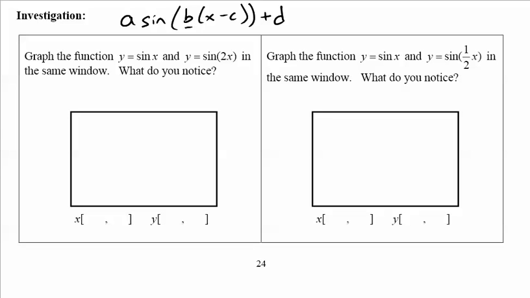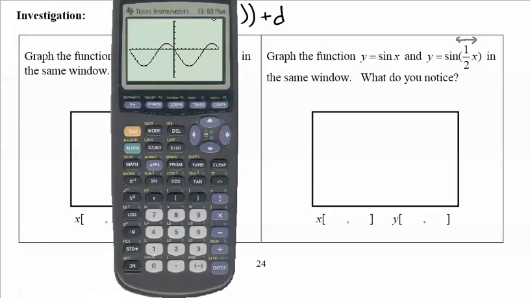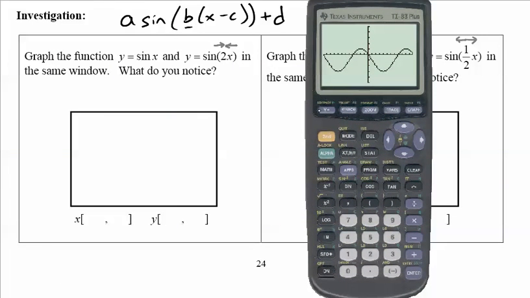So just like we learned in chapter 1, when you change the b value, you're changing the horizontal compression or expansion. When b is a large number, you see compression. When b is a fraction, you see an expansion. And the y values don't change. So let's graph this and take a look.